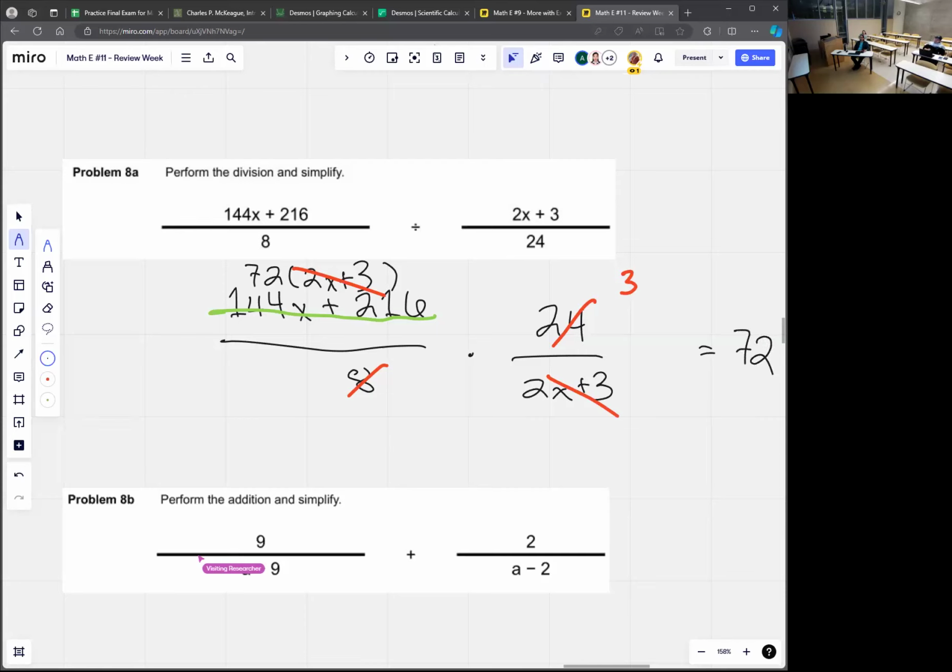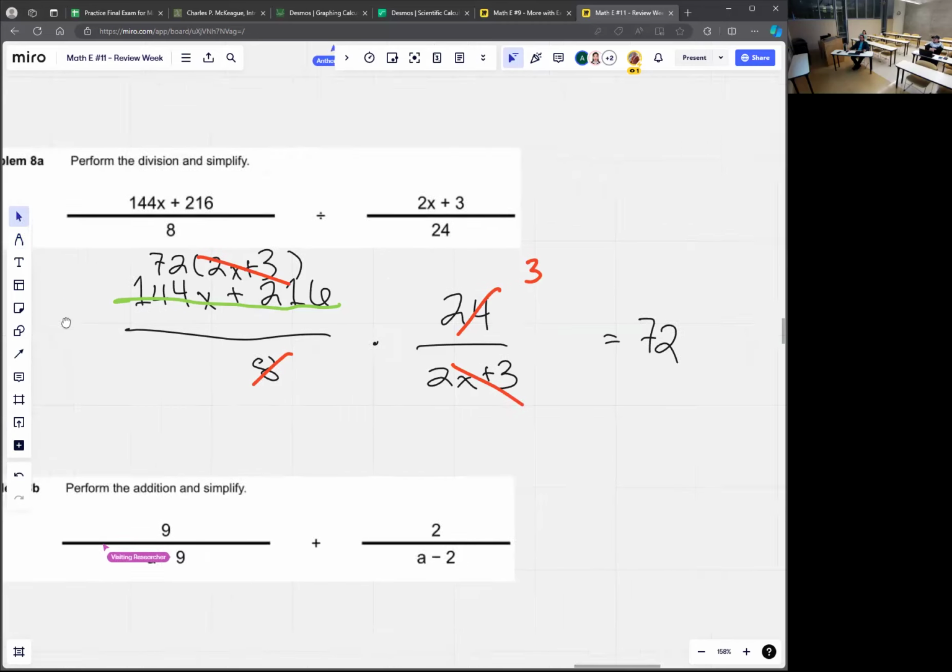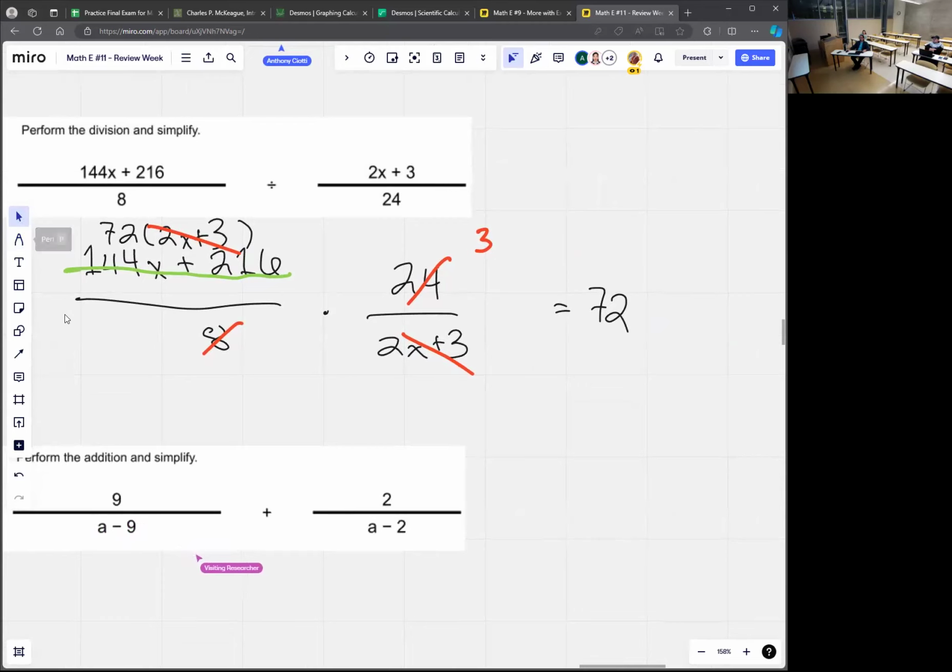Everything else has canceled out. And a 3. Oh, and a 3. I'm in a rush and my eyes missed it. There's a 7 and a 3 on the other top here. So 72 times 3, we just did that, that was 216.